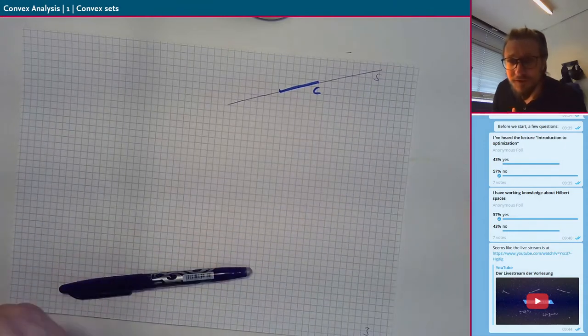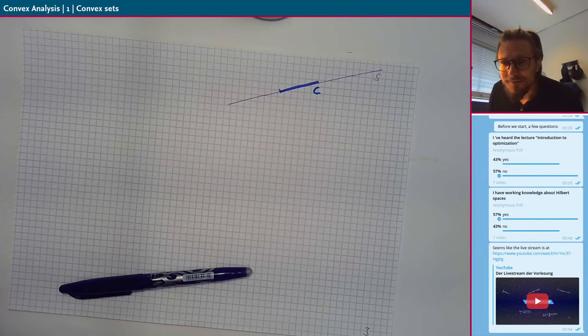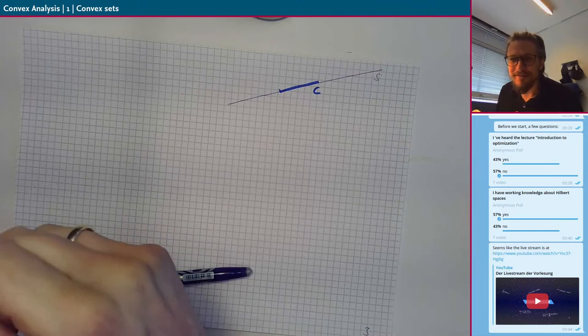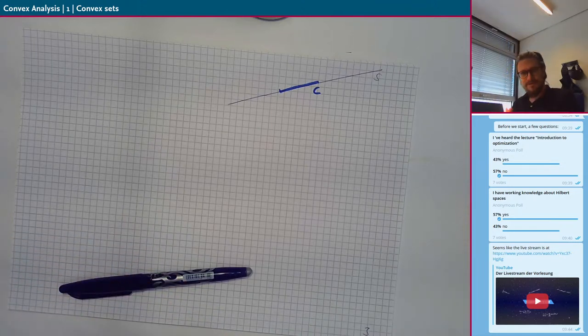Oh, there's more votes in the... I see, okay. And the picture does not change more or less. It's still 3 against 3. Okay, but that's still fine.